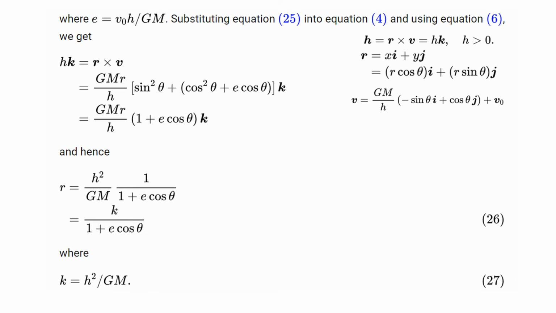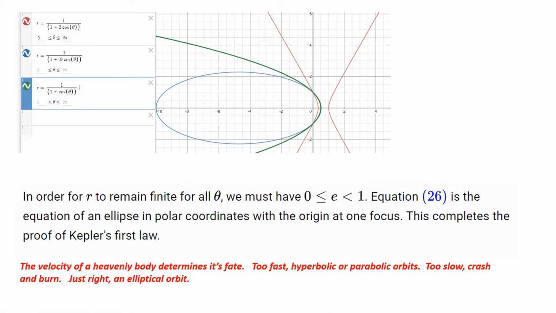Now, at this moment, you might be saying, where is this going? Well, we're almost through, because I'm now going to assert that if E is between 0 and less than 1, this is the only way this is going to be finite. And if something is in orbit, the radius is going to be finite. It can be a big number, but it is going to be finite. Now let's explore that. So in order for R in that equation to be finite for all theta, we must have 0 less than or equal to E less than 1.